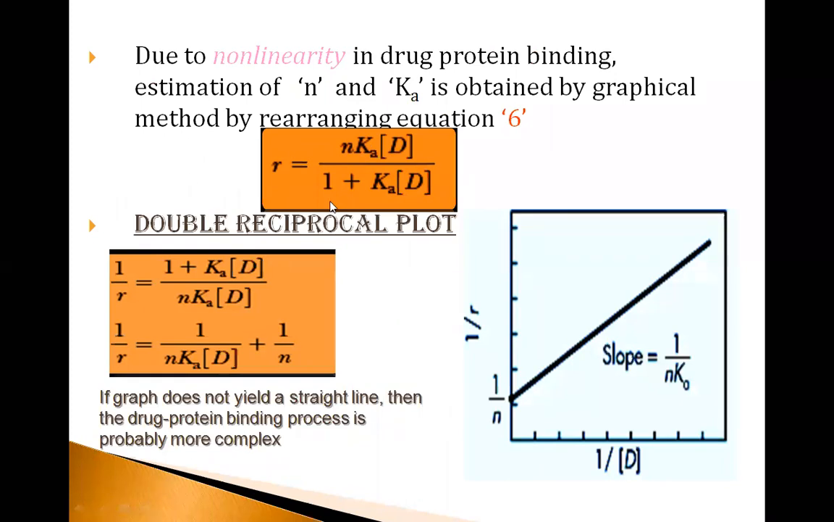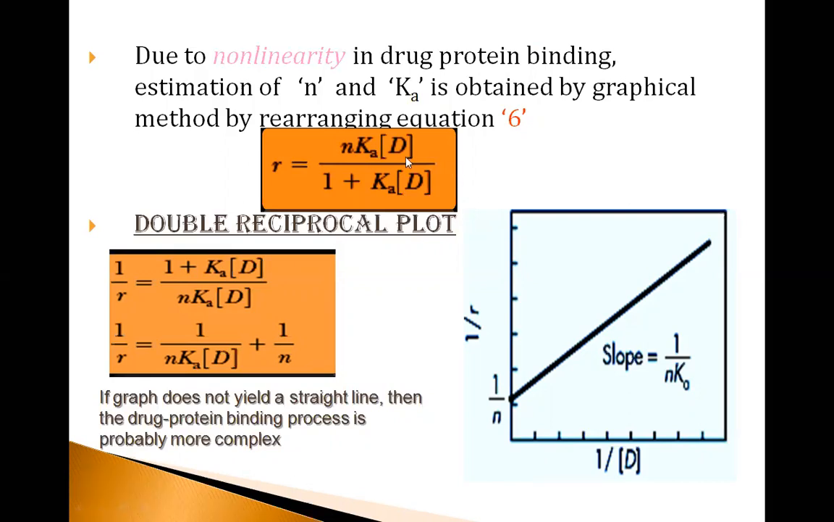So I'm converting this into a straight line. That is the first approach, which helps us to determine the N value and the Ka value. That first in vitro method, where you convert the non-linear curve into a linear one, is called the double reciprocal plot method. It's not very difficult to understand.